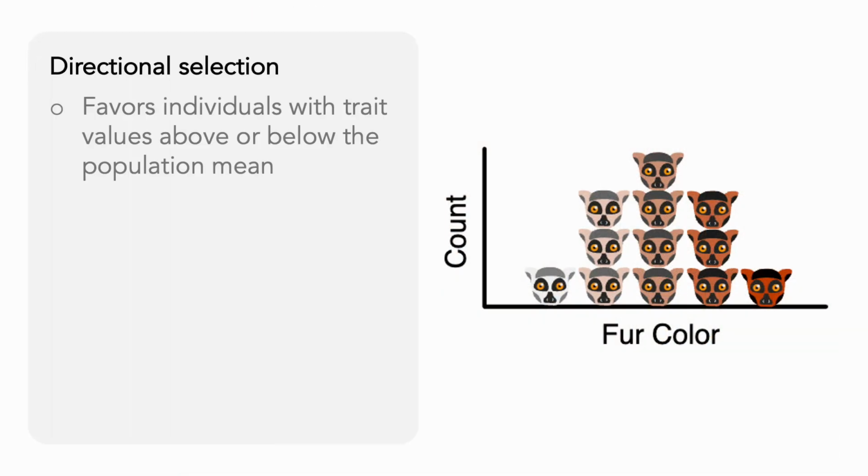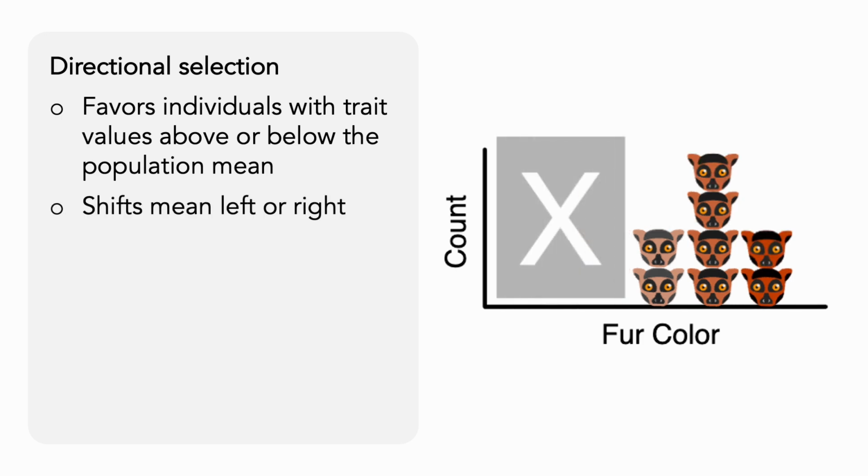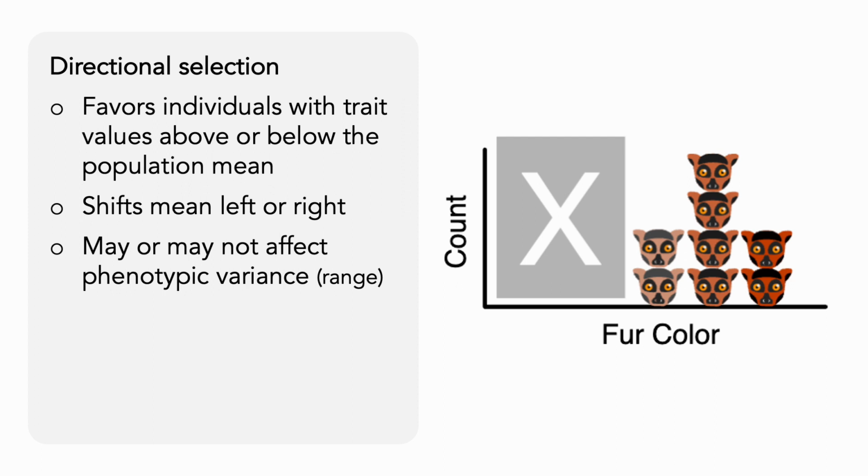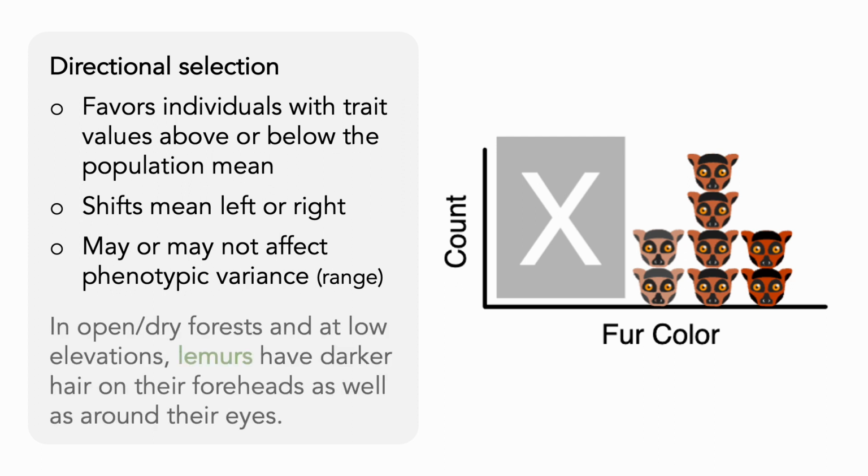Directional selection favors individuals with trait values above or below the population mean. This results in shifting the mean to the left or to the right, but this may or may not affect the phenotypic variance. In this example of fur color, in open, dry forests and at low elevations, lemurs are under positive directional selection for darker hair on their foreheads and around their eyes.